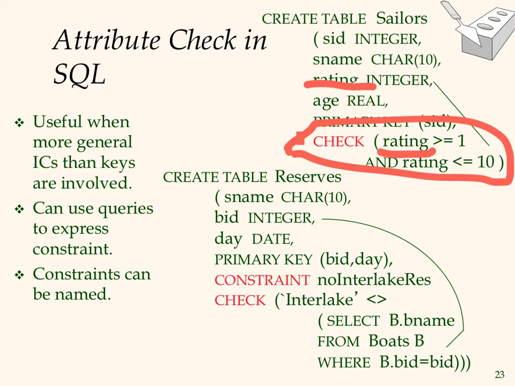Okay, so maybe feel free to discuss it, but what this does is it ensures that no tuple entered in the reserves table has Interlake as the name of the boat. So, or less formally, it ensures that the boat named Interlake is never reserved by anyone.